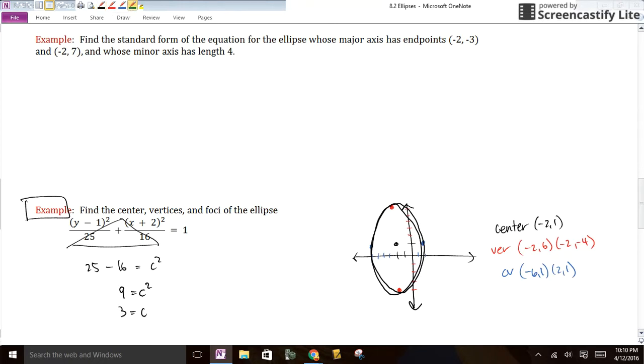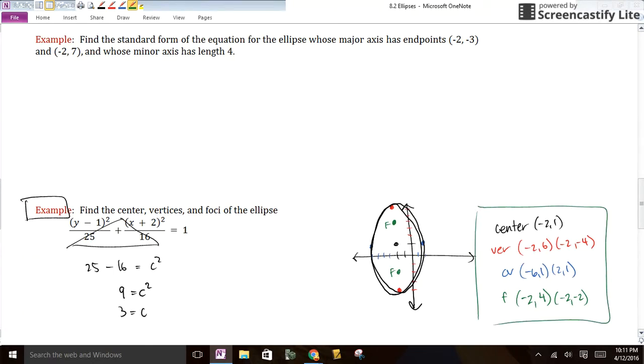Now, where is that 3 units? Well, it's going to go up and down because the vertices are up and down. So I'm going to go up 1, 2, 3. There's a focus. And down 3, 1, 2, 3 is like right here. These are the foci. And so where are they? Well, I did 3 units in the y direction from the center. So that is -2, 4 and -2, -2. And there are my foci. And there's everything, right? So boom, I've nailed it all.